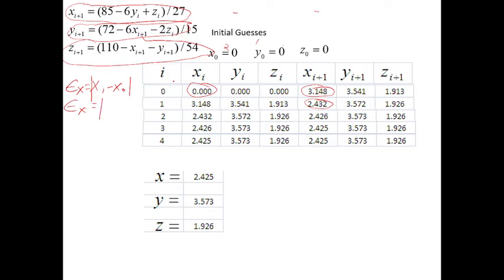So, dito naman, we have 2.432 minus 3.148, so x sub 2 minus x sub 1. Lumiit yung gap niyan. Dito naman, 2.426 minus 2.432, lalong lumiit yung gap, so x sub 3 minus x sub 2. Dito naman, 2.425 minus 2.426, lumiit lalo. So, nagko-converge yung x value. 2.425 minus, so ano to? x sub 4 minus x sub 3.